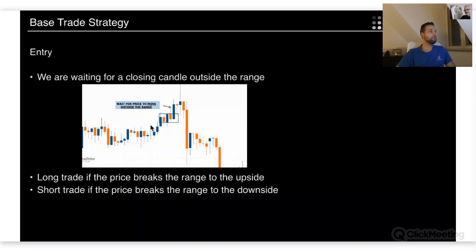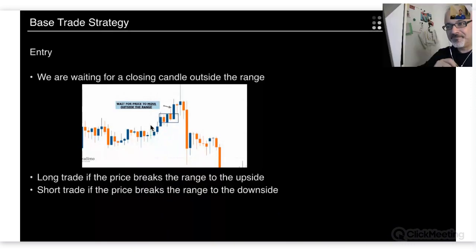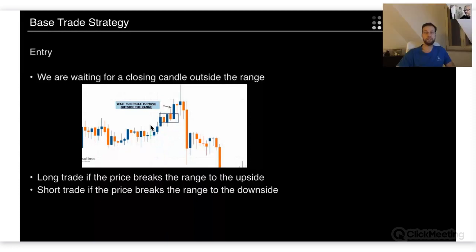We are waiting for a closing candle outside the range. This is also very important. Maybe some of you remember the gap strategy. In the gap strategy, we do the exact same: we are waiting for a closing price outside the box, outside the base or the consolidation. If this happens, then you have, in this example, a long trade because the breakout was to the upside, and vice versa.